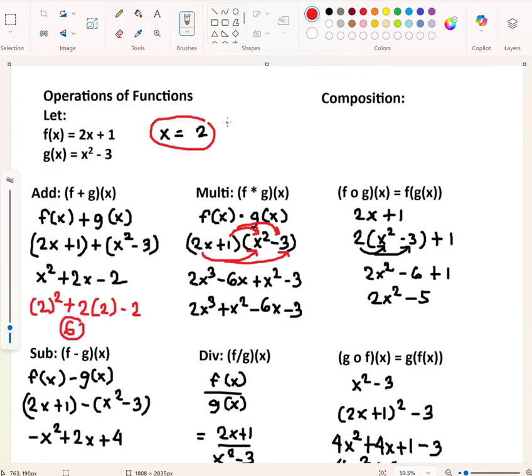If you have this, or if not, this is the correct answer. You just need to substitute. That's the technique. Substitute at the very last step, so at least you are sure.